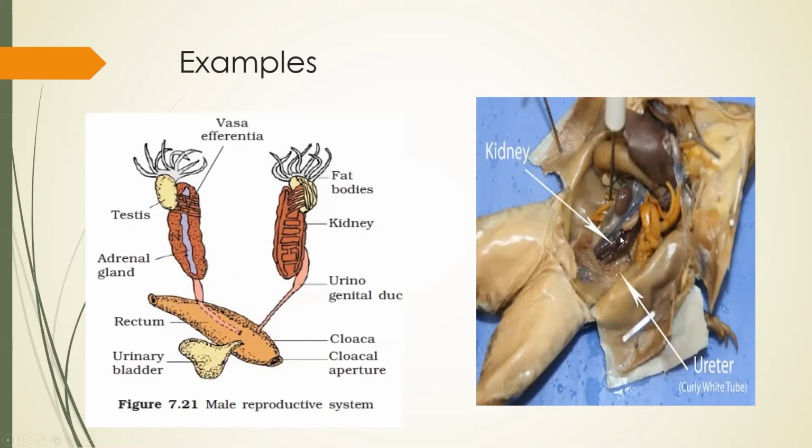You can see here in the dark brown color, these are the kidneys, and the tubes are there. These are the ureters. They are curly white tubes. They are folded. Among the kidneys, the testes and other glands are present. It means their urinogenital system is combined. This is the rectum, and the bladder is present here.